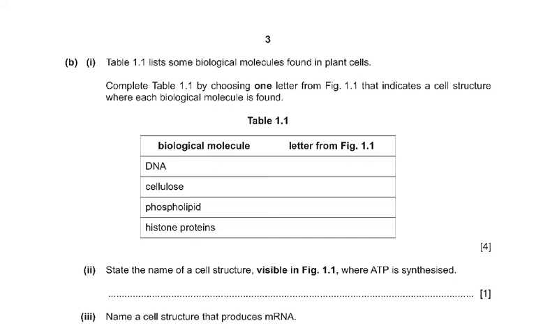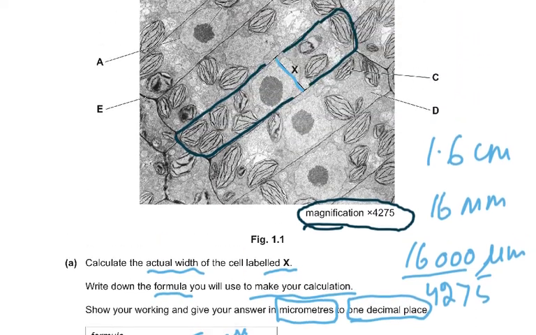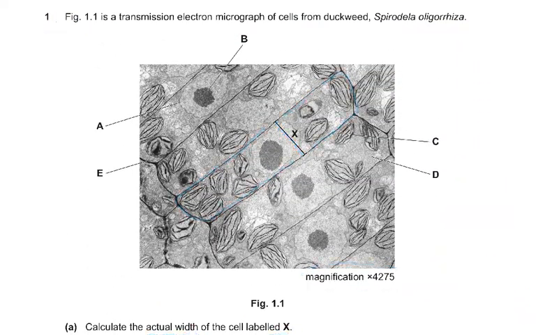Now coming to the next question, part 1, table 1.1 lists some biological molecules found in plant cells. Complete table 1.1 by choosing one letter from figure 1.1 that indicates a cell structure where each biological molecule is found. And the biological molecules are DNA, cellulose, phospholipid, and histone proteins. Now the important thing is, where would DNA be present? DNA, now let's again look at the cell. Now we look at this picture again. Now let's look at the labels. What are A, B, and C?